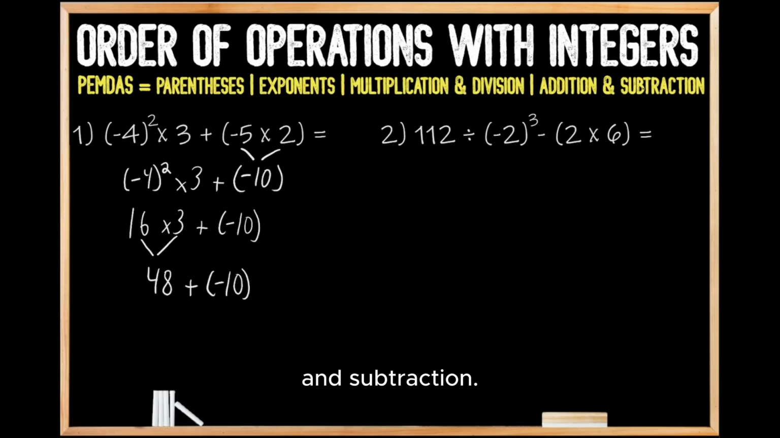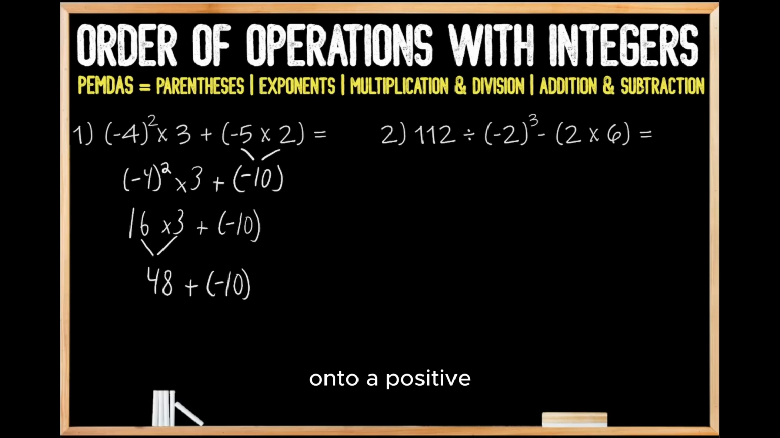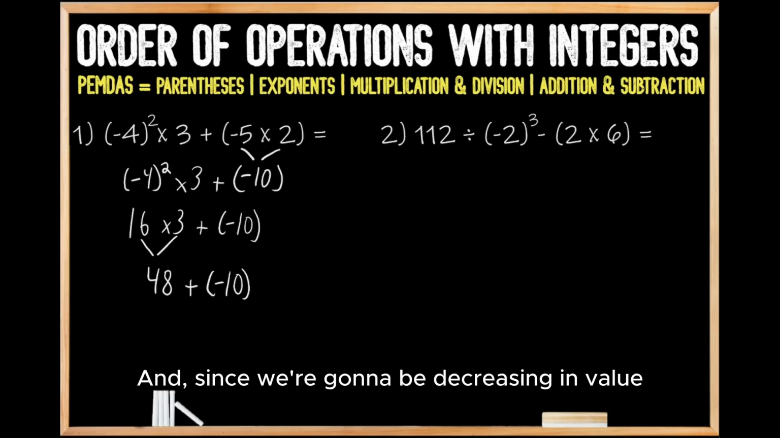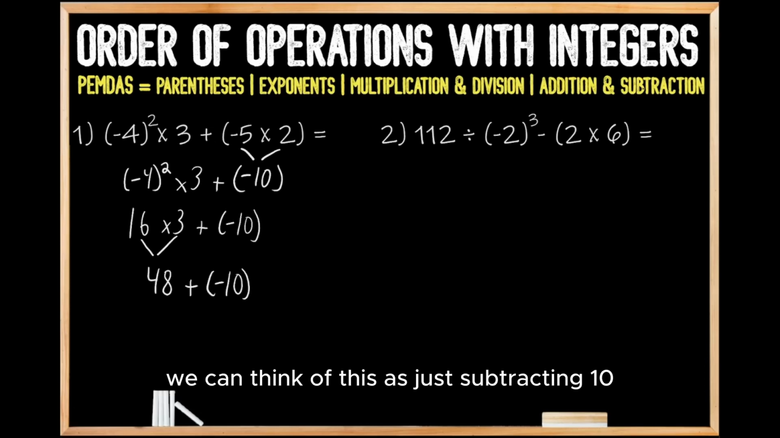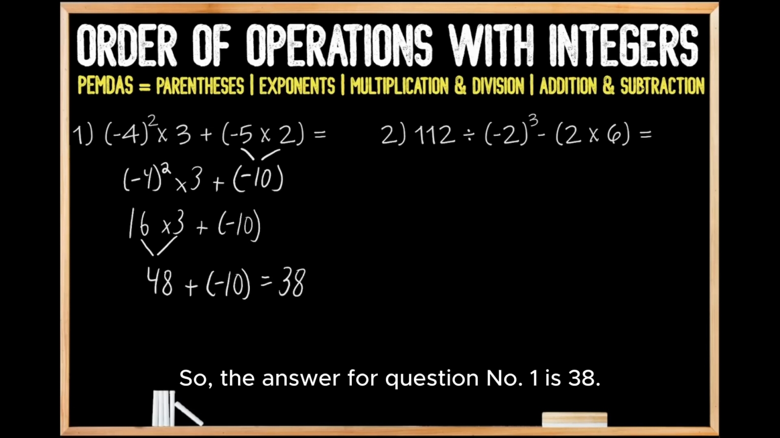addition and subtraction. And since we're going to be adding a negative onto a positive, we're going to be decreasing in value. So we have 48 plus -10. And since we're going to be decreasing in value, we can think of this as just subtracting 10. And when we subtract 10 from 48, we get 38. So the answer for question number 1 is 38.